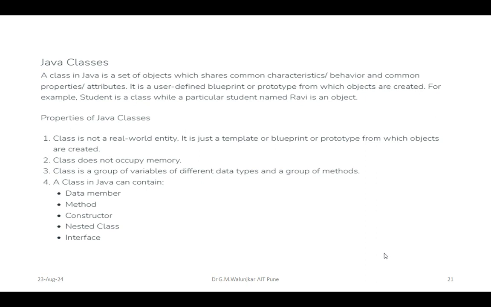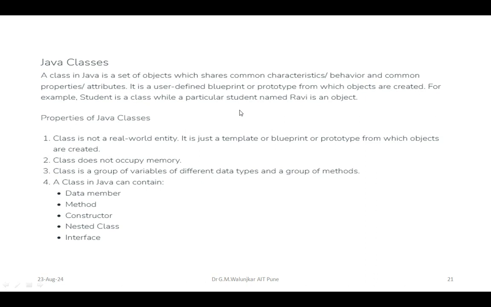A class in Java is a set of objects which share common characteristics, behavior, and common properties or attributes. It is a user-defined blueprint or prototype from which objects are created. For example, student is a class, and Ravi is an object of the class student.